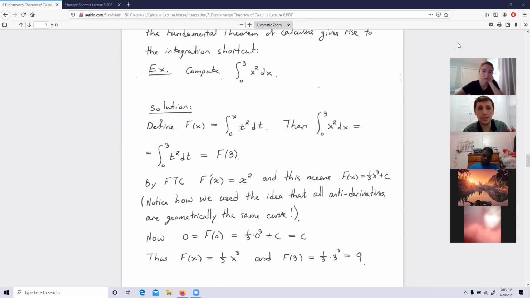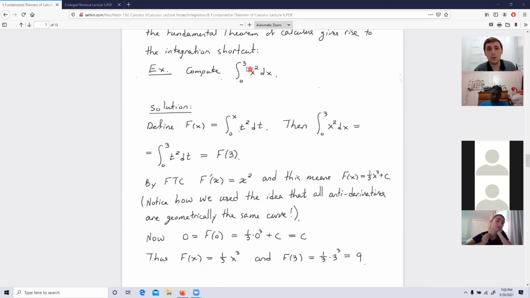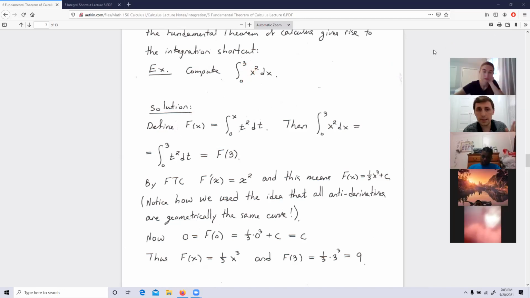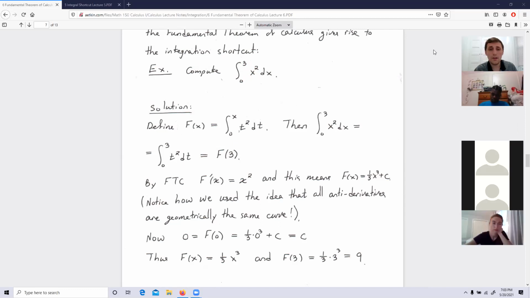Obviously you can say, well, write x cubed and plug in 3 and then subtract, plug in 0. Right, but I'm explaining why that's supposed to work. So first of all, look at this function, guys. Instead of looking at this value, I can create the function, the integral from 0 to x of t squared dt. Then the integral from 0 to 3 of x squared dx becomes the integral from 0 to 3 of t squared dt. It becomes just evaluating the capital F function at the point 3.